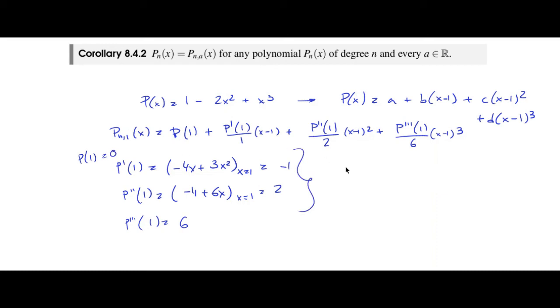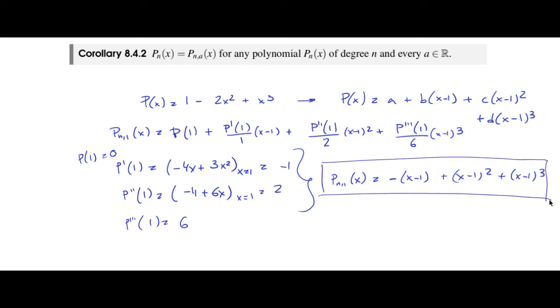And then with this, we can get Pn1 at x, which is just 0 plus minus 1 times x minus 1, plus 2 divided by 2, so 1 times x minus 1 squared, and then plus 6 divided by 6, which is x minus 1 cubed. Okay, and so this is the Taylor polynomial at 1 of this polynomial, but we know it's exactly the same, so we can write it like this.